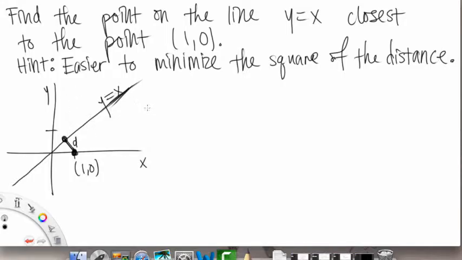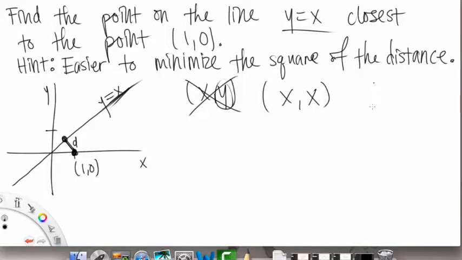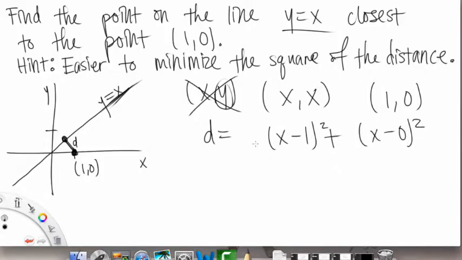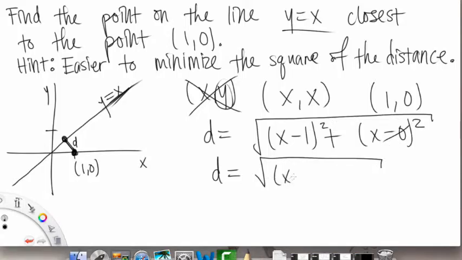All right, so let's use the distance formula. We have some xy point, and because y equals x, we can replace the y with another x. So instead we can say (x, x). Our other point is (1, 0). Plugging into the distance formula, we have x minus 1, squared, plus x minus 0, squared, and then the square root of it. So d is equal to the square root of (x minus 1) squared plus x squared.